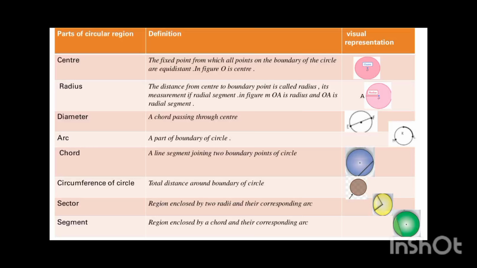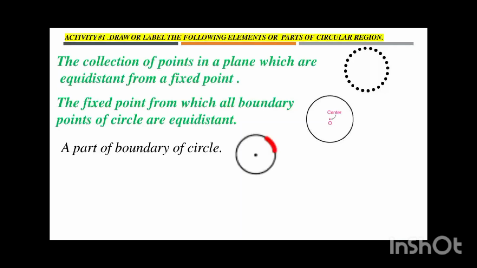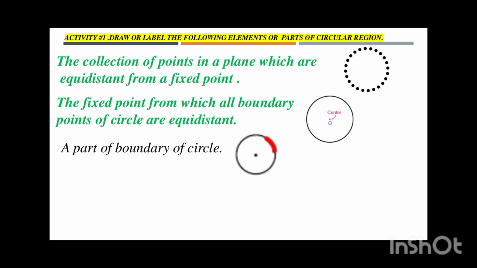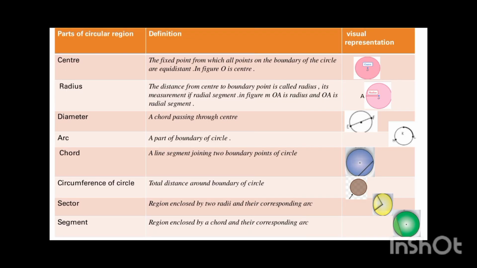Activity 1: draw or label the following elements or parts of circular region. The collection of points in a plane which are equidistant from a fixed point, this is how we draw it. The fixed point from which all the boundary points of a circle are equidistant is the center. A part of the boundary of a circle is an arc. And then we have a center and the collection of points in a plane.